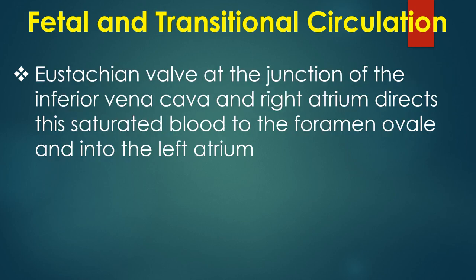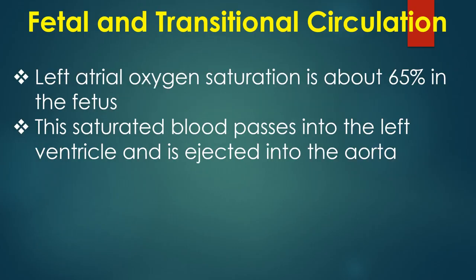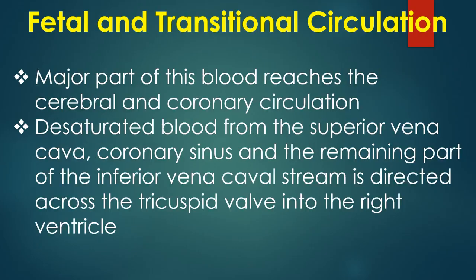Eustachian valve at the junction of the inferior vena cava and the right atrium directs this saturated blood to the foramen ovale and into the left atrium. Left atrial oxygen saturation is about 65% in the fetus. This saturated blood passes into the left ventricle and is ejected into the aorta. Major part of this blood reaches the cerebral and coronary circulation.